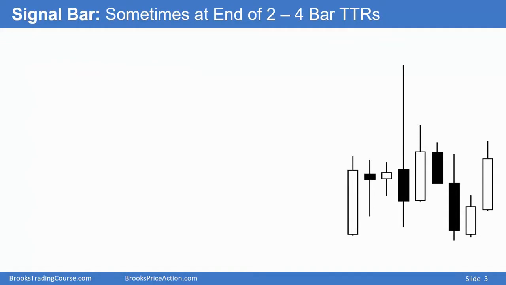Sometimes early in a tight trading range, there can be a buy signal bar. And if you get a buy signal bar in the bottom third, sometimes it's worth taking if the context is good. If you get a sell signal bar in the upper third, it's sometimes worth taking if the context is good.